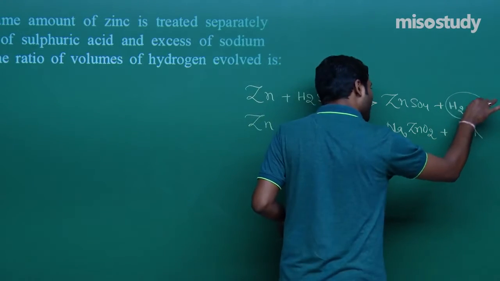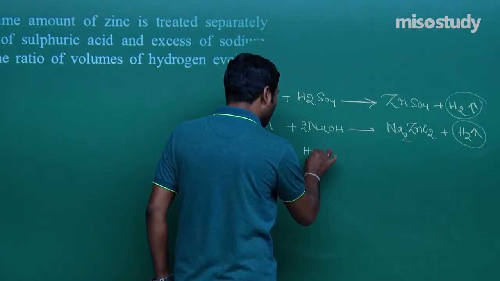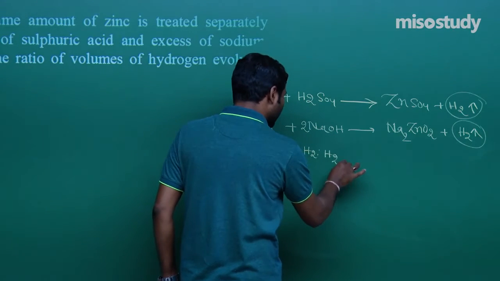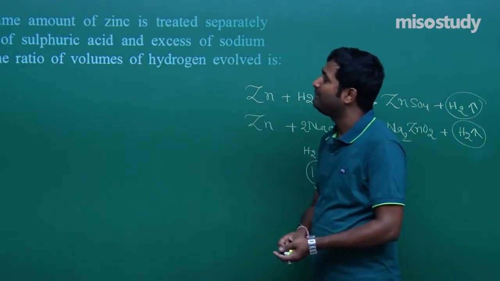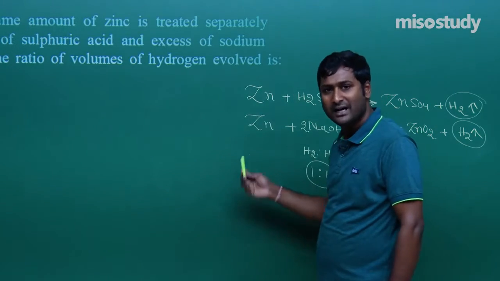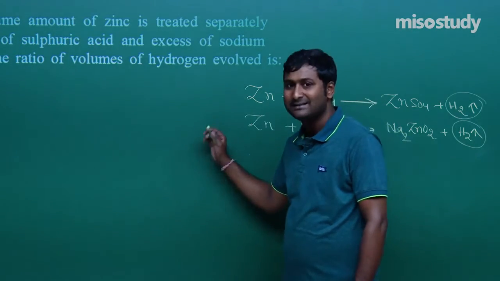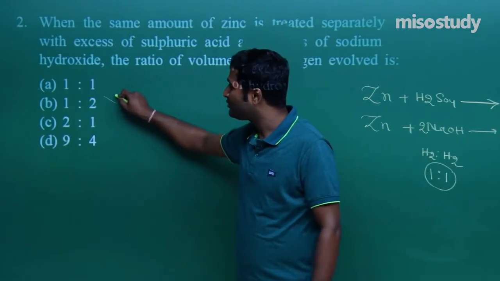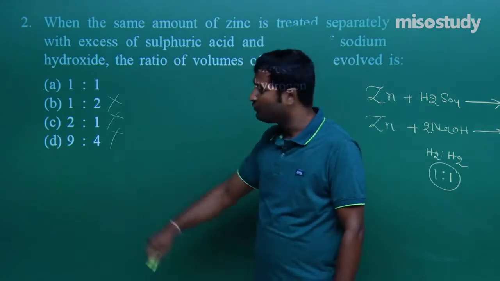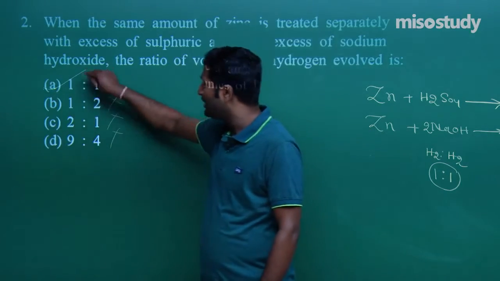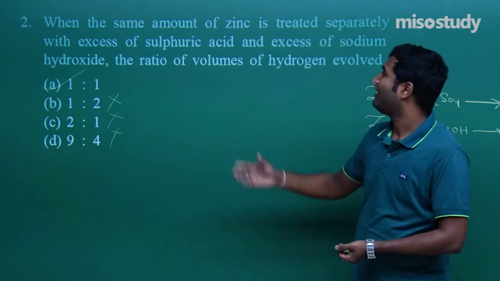Look at, that is complete balance. 1 mole of H2 and 1 mole of H2. That is the ratio of H2 to H2, that is 1:1. So tell me, here is the same amount of Zn. So what will happen in this case? Sir, the answer in this case is not 1:2, not 2:1, not 9:4. The right one is 1:1. Am I right, friend? This is the simple solution of this question.